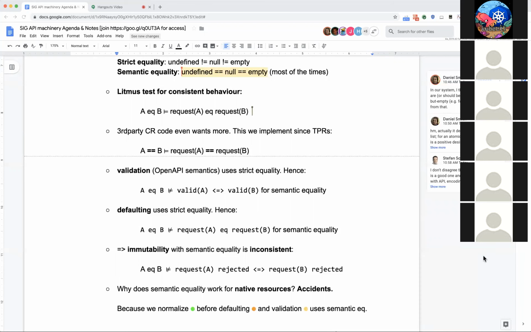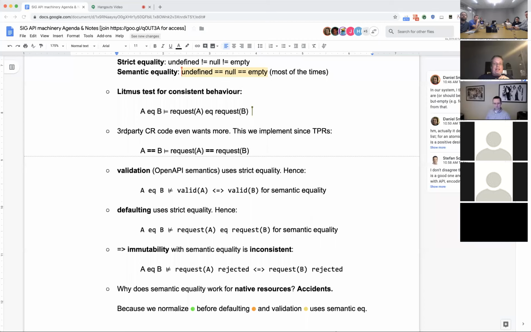And similar things with defaulting. If you lose a null or an empty and it becomes undefined for some reason, because you use something like server-side apply or some patch mechanism, suddenly the object has an undefined field which is defaulted. And if you send that to the server, it should be a no-op, but it's not anymore because of the defaulting, or it's not validating anymore. So the request for A and B is different just by defaulting, whether it applies or not. And this gets us back to the immutability question we had in this cap.